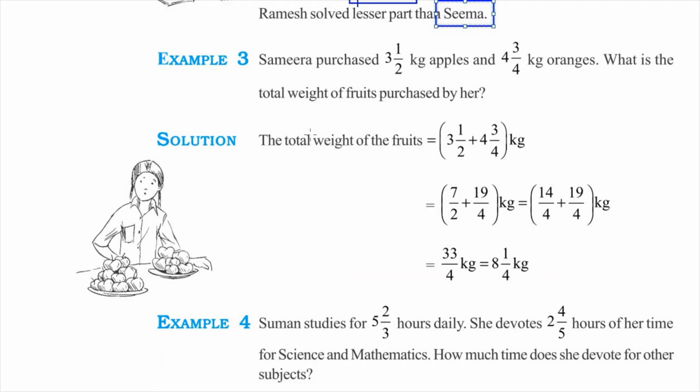So here it's a simple question. What we need to do is find the total weight of apples and oranges. But the weight of individuals, that is apples and oranges, are given in mixed fractions. To find the total weight, we first have to change them into improper fractions so that we can add them.